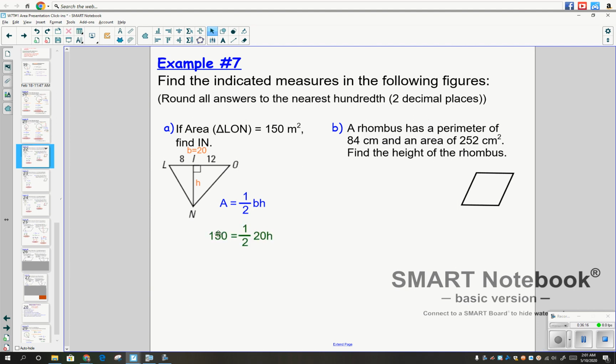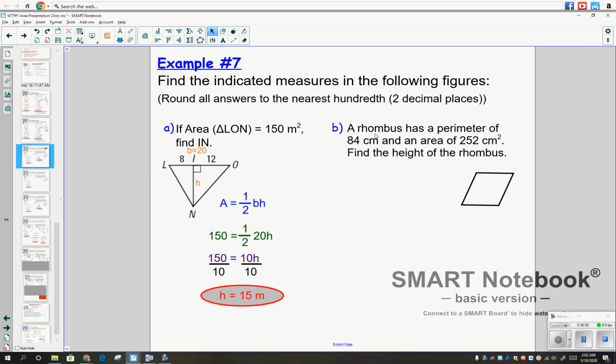I don't know the height, but I do know the area is 150, so I'm going to put 150 in for A. I now need to solve for H. Well, let's combine like terms on the right side. 1/2 times 20 is 10. How do I get 10 by itself? Yeah, how do I solve for H? Divide both sides by 10. The 10s will cancel on the right. 150 divided by 10 gives me a height of 15 meters.